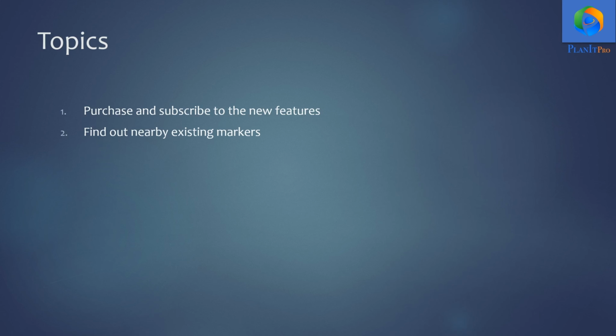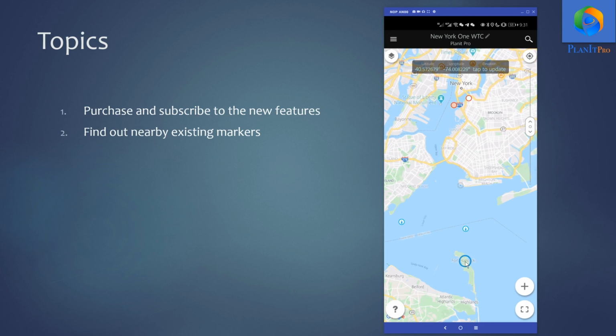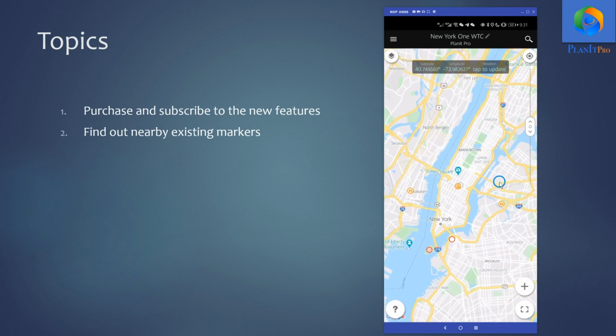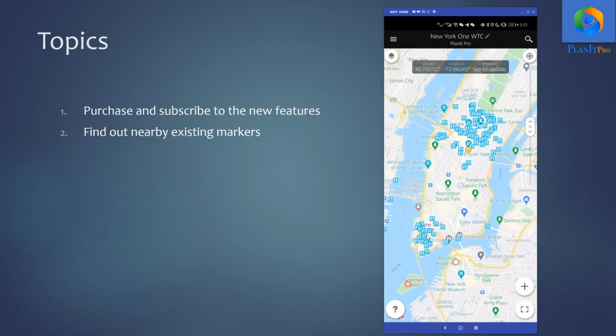The next topic is to find nearby existing markers. After you subscribe to the 3D model feature, you can zoom in on the map to see them. Let's zoom in to New York City. The first time it'll take some time to download because there are quite a number of markers in New York City. All the rectangular markers are from the server. In comparison, if you have any marker like this, the circle one, those are markers from yourself.